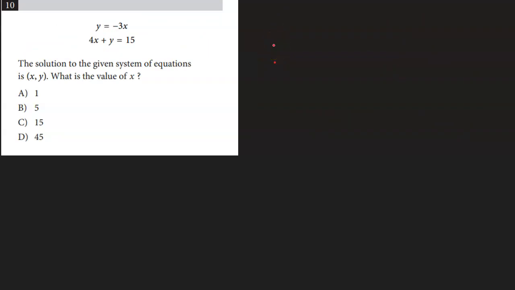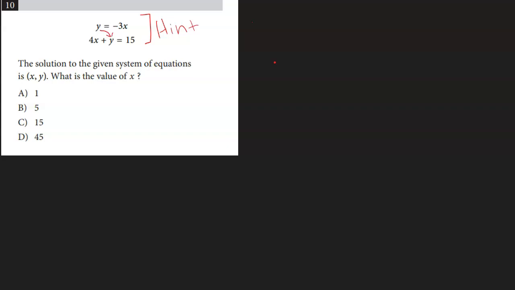All right, question 10. The solution to the given system of equations is (x, y). What is the value of x? So we're trying to find x, and when you see how the SAT makers set this up, it's usually a hint. They want you to find x, so that means you have to get rid of y, and they conveniently set it up so y equals negative 3x. So very likely, just by looking at this, I would know we would have to replace y with this equation.